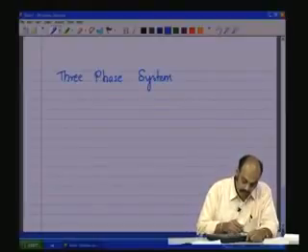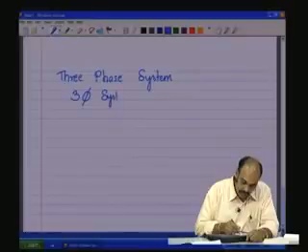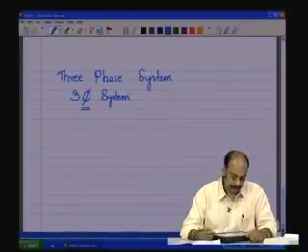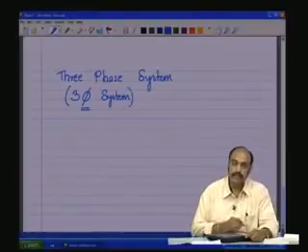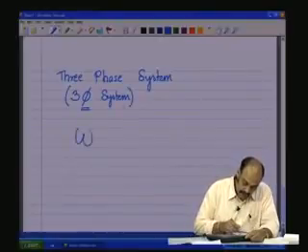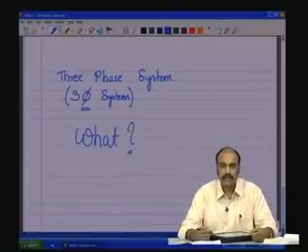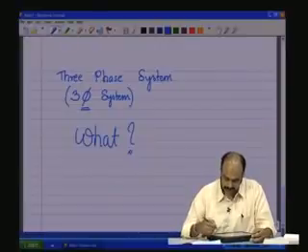This is also written as 3-phi for 3-phase system. In the literature you will see that phi is used for the term phase. So, now what is this 3-phase system? How does it look, what is its character, and what are its features?